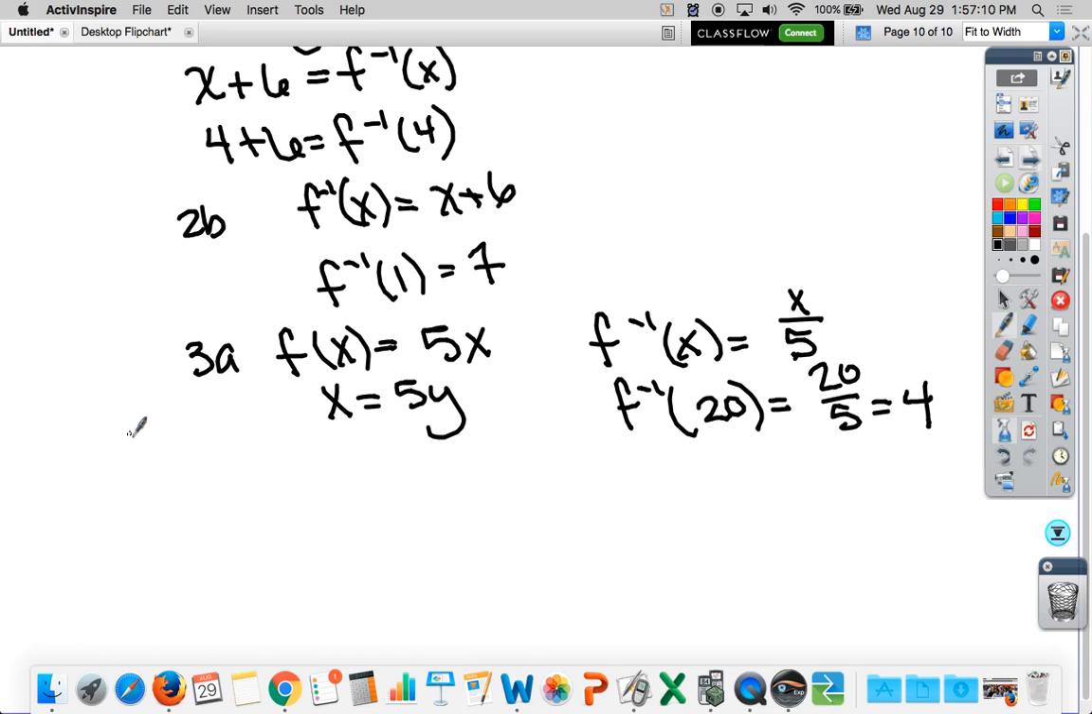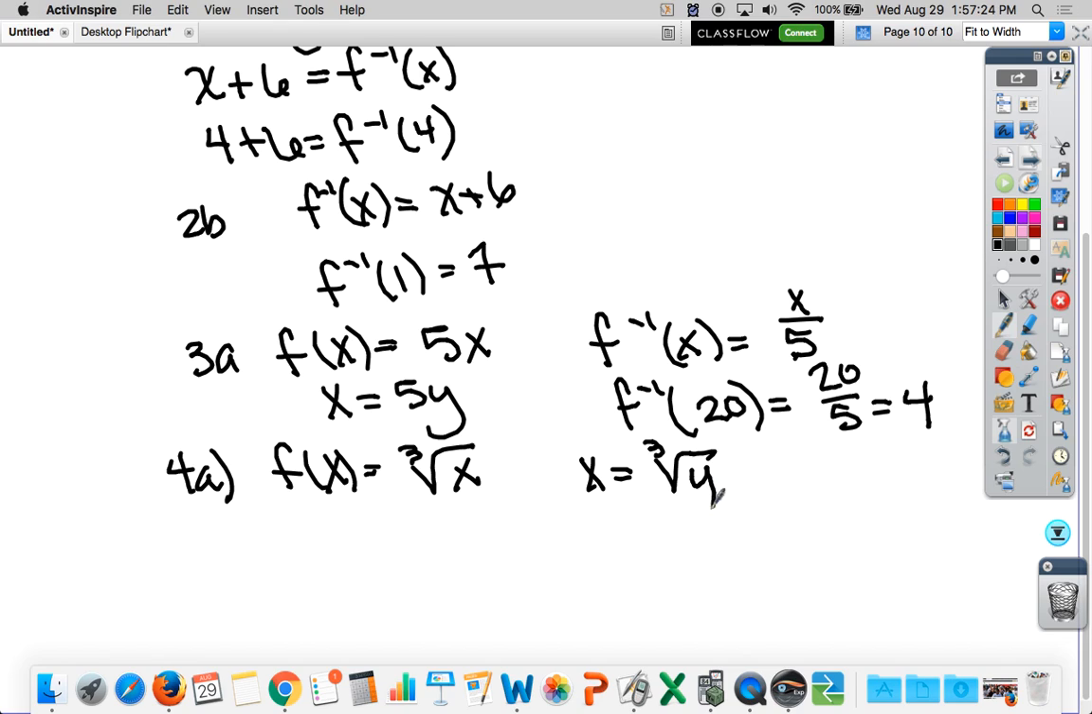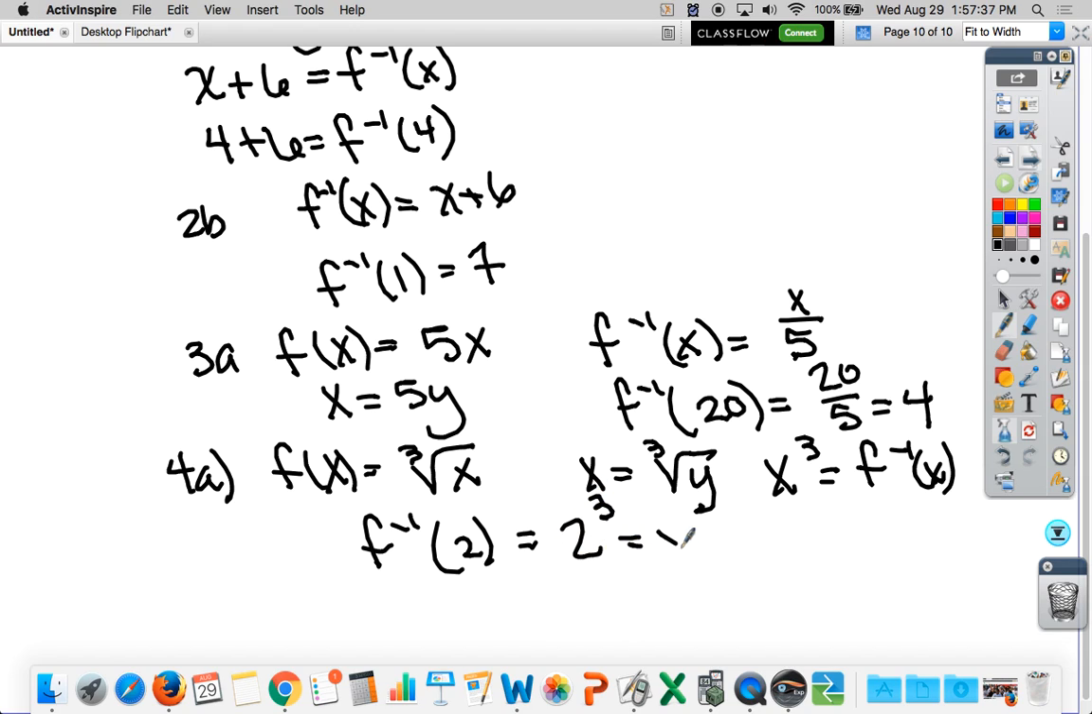Okay? And then 4a, they give you f of x equals the cube root of x. So, how are you going to do a cube root? So, that becomes the inverse. And I think they want the inverse of 2. That answer is 8.